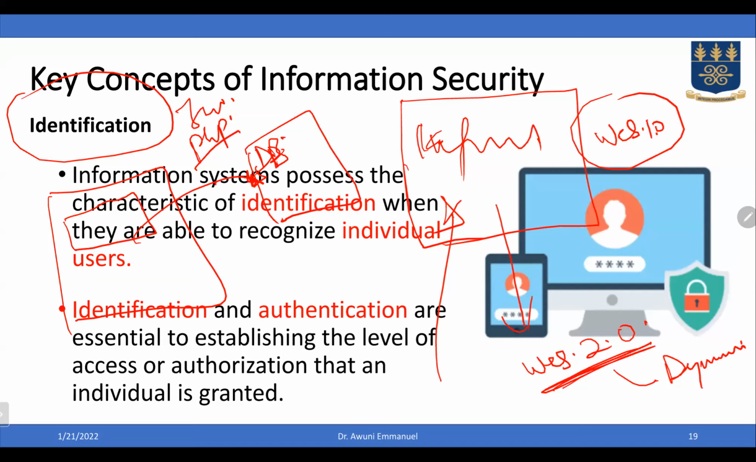The era of Web 2.0 also brought about identification. Before you are able to access a system, you need to be identified. Information systems possess the characteristic of identification when they are able to recognize individual users. You need to be recognized before you can even access the system. If you're applying for a master's degree program at the University of Ghana and you go online to fill a form, you need to be identified by the system. That is why you go to the bank, make certain payments, and the bank gives you the credentials. You use those credentials to access the system.